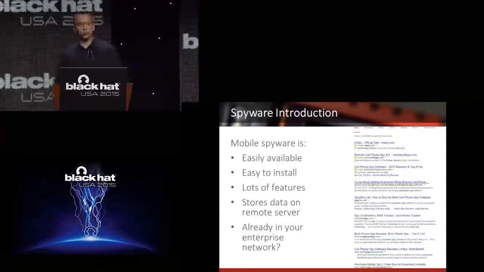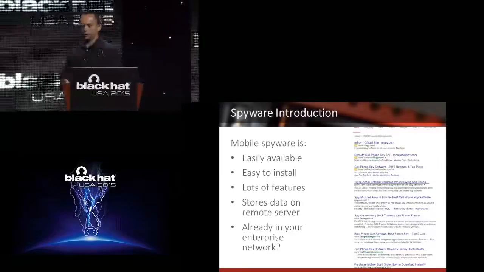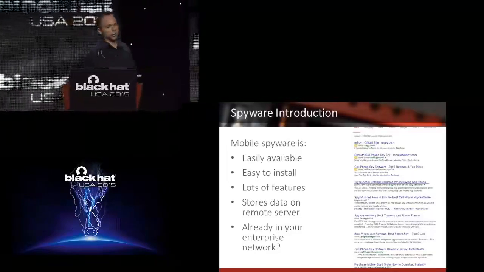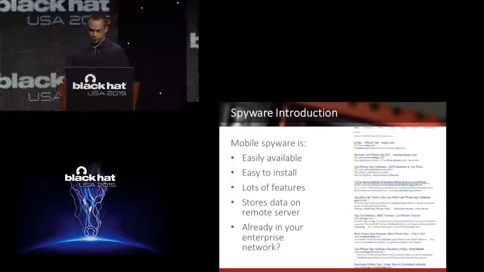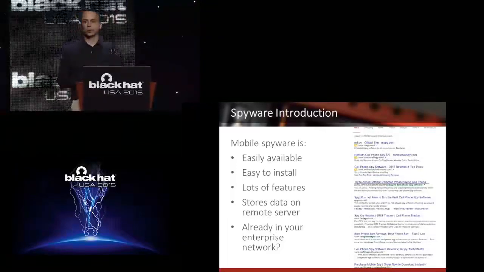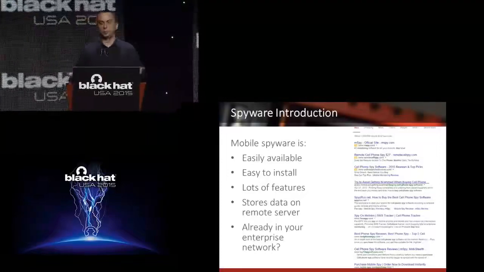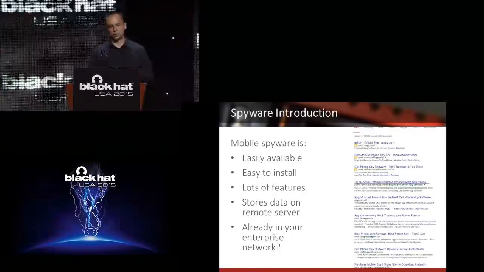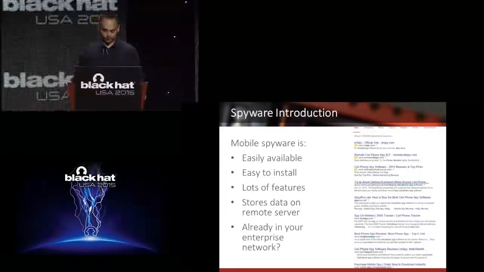So commercial mobile spyware, you can find it online through a Google search. Very easy to obtain. A quick Google search for Android spyware yields dozens of hits. Easy to install. Lots of features, such as capturing text messages, pictures, locations, all sorts of stuff. And it stores that data on a third-party remote server. So if you purchase spyware from, let's say, mSpy, for example, and you install it on a phone, the data on that phone that mSpy collects is stored on the mSpy servers. And depending, it may already be on your enterprise network.